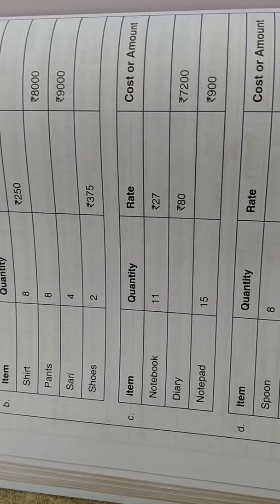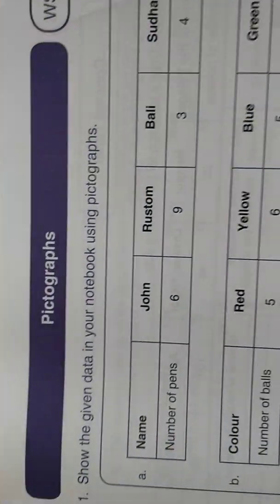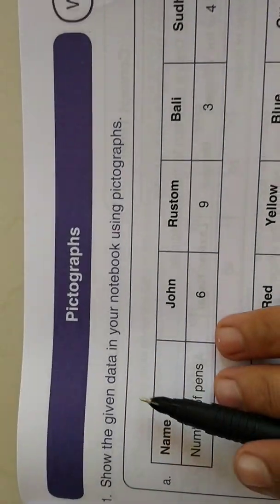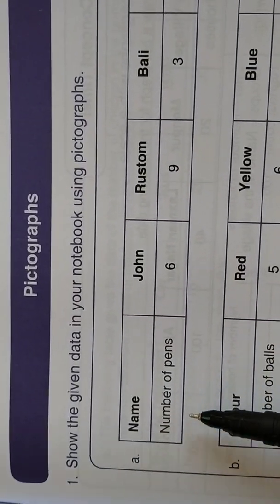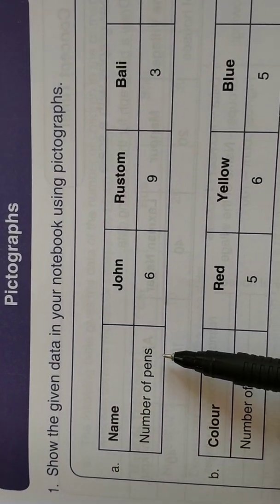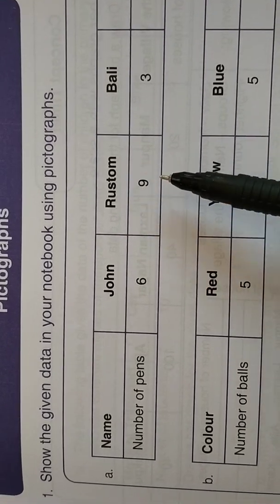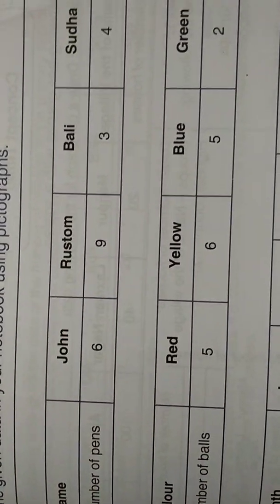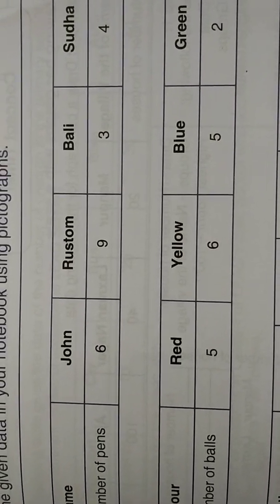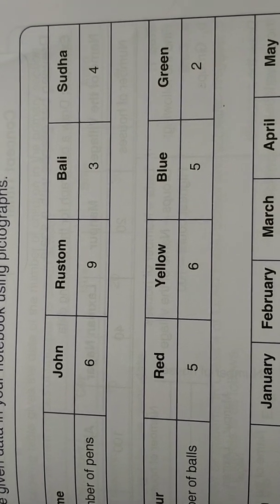Now we'll start pictograph. Worksheet number 12. Pictograph is there. So in that, show the given data in your notebook using the pictograph. In that, name, number of pens: John 6, Rustam 9, Bali 3, Sudha 4. Now, how will we show them as a pictograph? That I'll show you here.